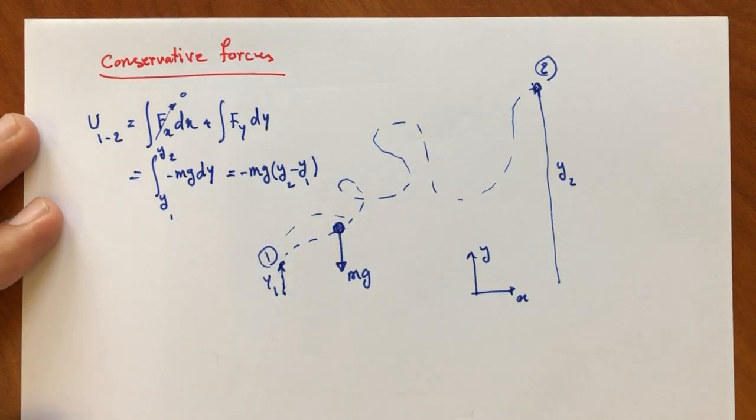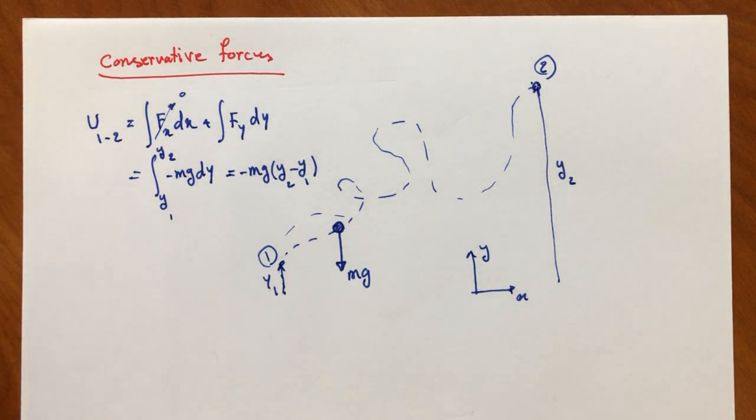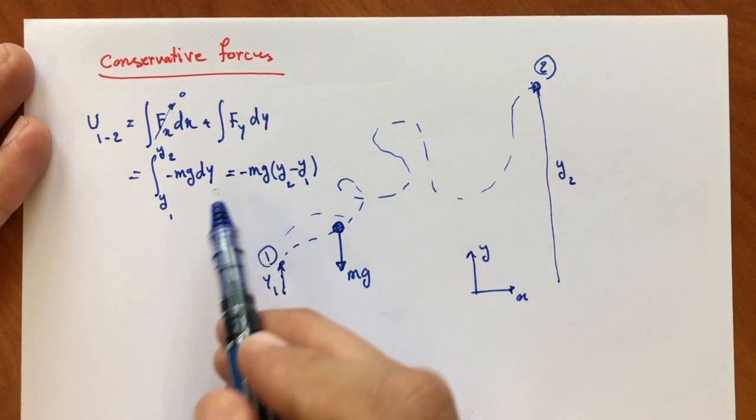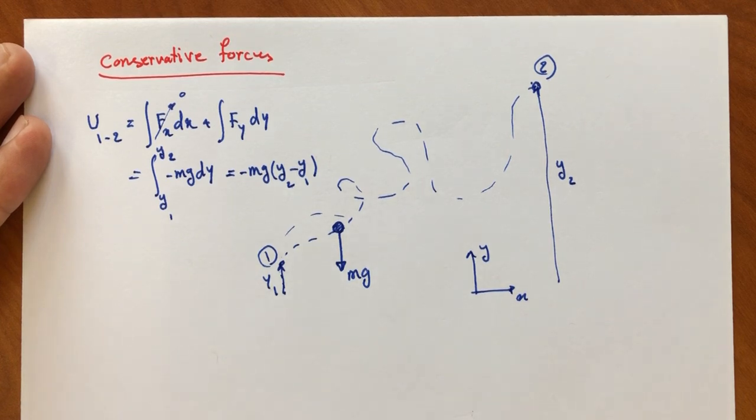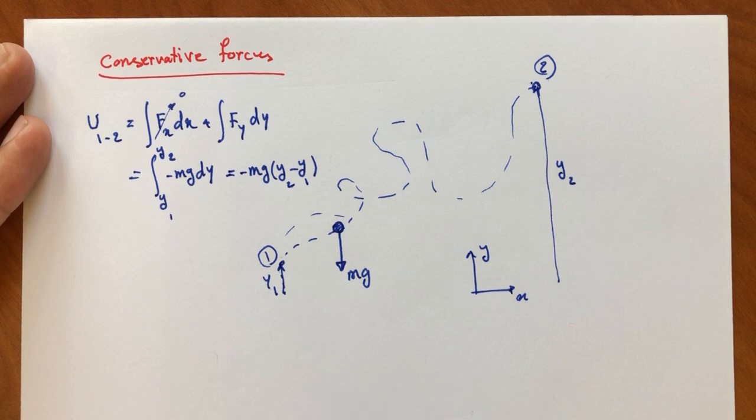These kinds of forces, in which their work is totally independent from the path, we call conservative forces. We are going to have only two types of conservative forces in this course. Gravitational force, which I just showed you, is conservative because its work is independent from the path. And the other one is going to be spring force.